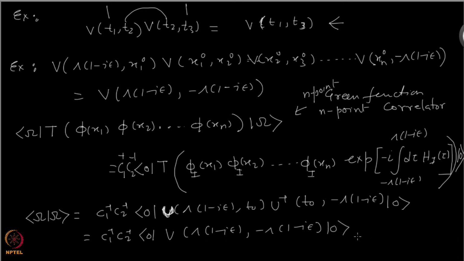Okay, and then this is again simply C2 inverse, this exponential, there should be a time ordering here. I can just pull out the time ordering, just like in this case, and you have minus i again, integral from minus lambda 1 minus i epsilon to lambda 1 minus i epsilon, d tau h I of tau. Okay, so this is what you get. Now with the help of this, if I divide this Green function with this inner product, the C1 inverse, C2 inverse will cancel, and we will have nothing unknown here.